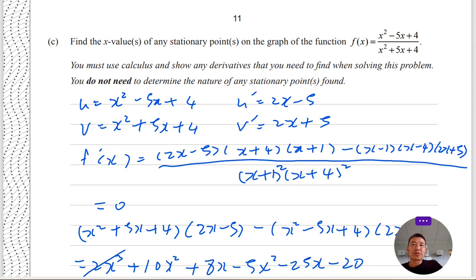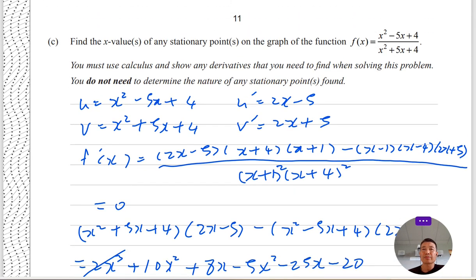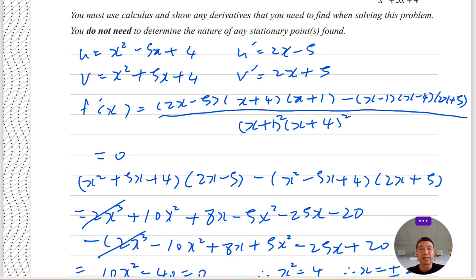Question C. Find the values of any stationary points on the graph of the function there. Now, this question, I like to challenge whoever wrote this question. Actually, you have to find a point of inflection or points of inflection as well. But I don't think you can because that's too complicated. So I assume you can just find turning points, right? Not the points of inflection. Will give you a full mark.